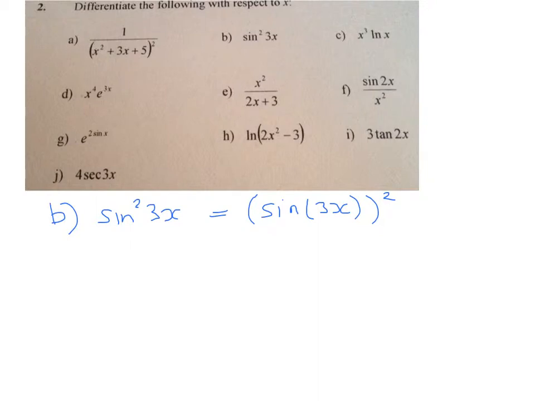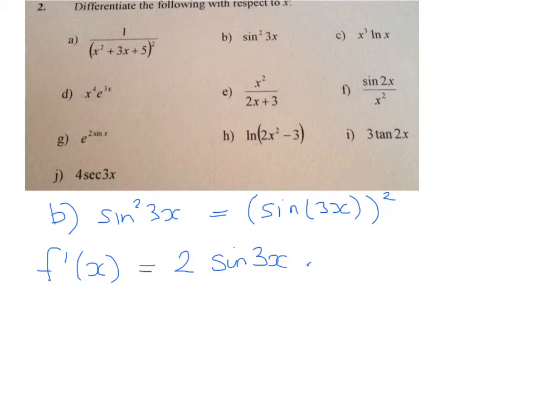Now, in chain rule, we could make u equal to 3x, we could calculate dy by du, etc. But I think that we should be able to do this one by inspection. So we're going to do outside inside. So we look at the outside function, which is a squared function. So we bring the 2 down, so it's 2 times the sine of 3x.